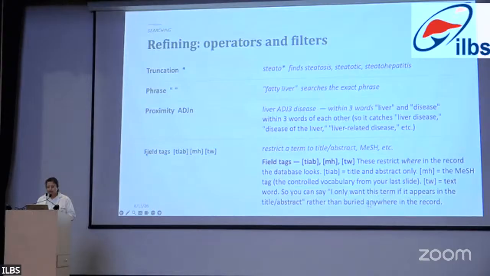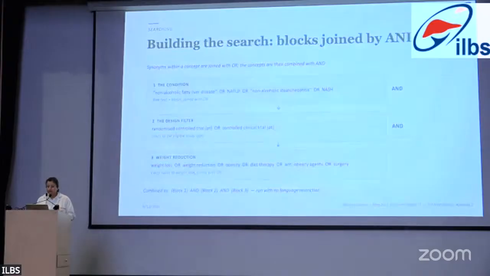Then these are field tags. There are separate sessions on field tags itself. These are TAB, title abstract; the match term will be MH; full word text will be TW. So it will only search for this keyword or match term in the title abstract. If I say NAFLD and in brackets title abstract, it will only search for those studies which include NAFLD in the title abstract and not in the full text. So we have to be careful about how we do this.